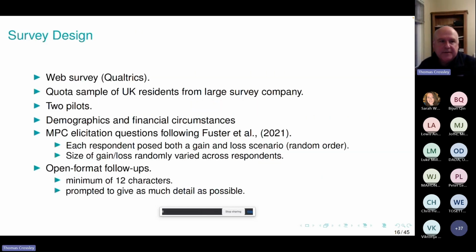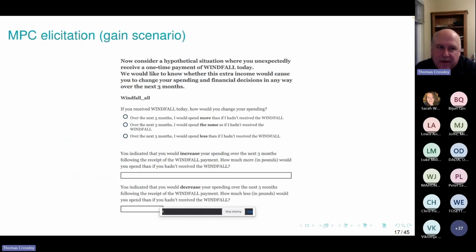Okay, so here's the way that the standard question works. We ask people to consider a hypothetical situation where they receive a one-time payment of a windfall today. Windfall there is a placeholder which will either be £2,500 or £500. So they don't see the word windfall, they see a one-time payment of £500 or a one-time payment of £2,500. We'd like to know whether this extra income would cause you to change your spending and financial decisions in any way over the next 3 months. And we asked them, in a closed format, whether they would spend more, spend the same, or spend less. If they said they would increase their spending, we asked them how much. If they indicated they would decrease their spending, we asked them how much. So this is very standard.